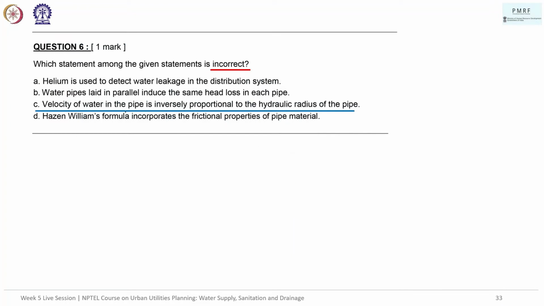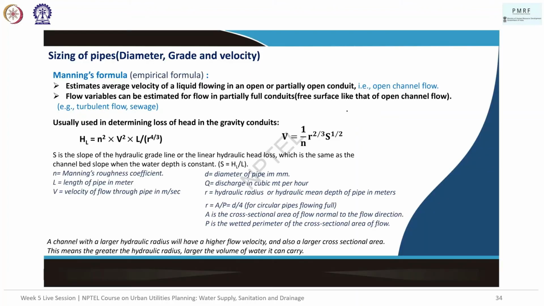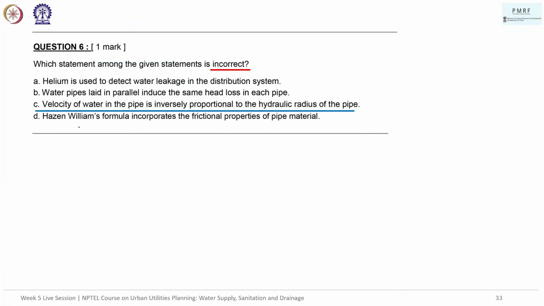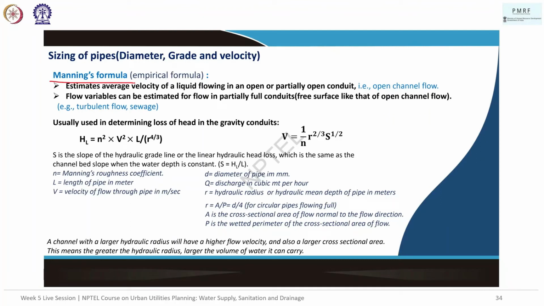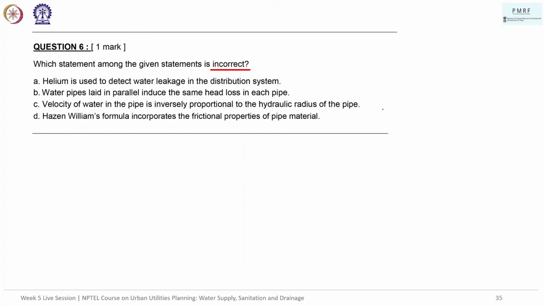The third statement, velocity of water in the pipe is inversely proportional to the hydraulic radius of the pipe. So we take a look at a standard formula that basically relates these two aspects, velocity of water in the pipe and hydraulic radius of the pipe. The standard equation that connects these two is Manning's formula. So if you look at it here, we realize that when you convert the formula from the head loss equation to the one with velocity and hydraulic radius, we actually have a direct proportionality. We do not have an inverse relationship, right? So this is V velocity and R is the hydraulic radius here. Turns out that C is actually our incorrect option, right?